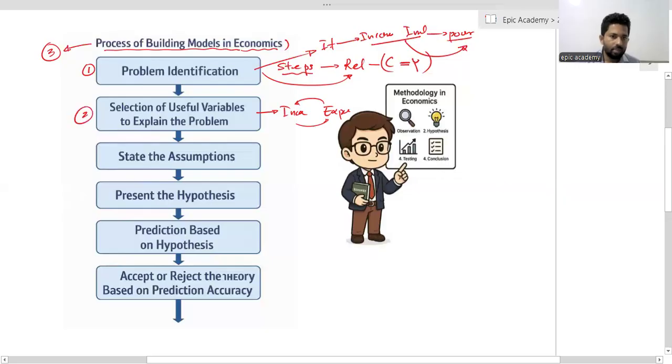So in the second step, we are going to select the useful variables to explain the problem. As an example, we already had the problem: the relationship between income and expenditure of the poor people. So then I have to understand different types of variables or determinants of the expenditure related to the poor people. If rich people, what will happen? If poor people or middle level people, what will happen? We need to identify that.